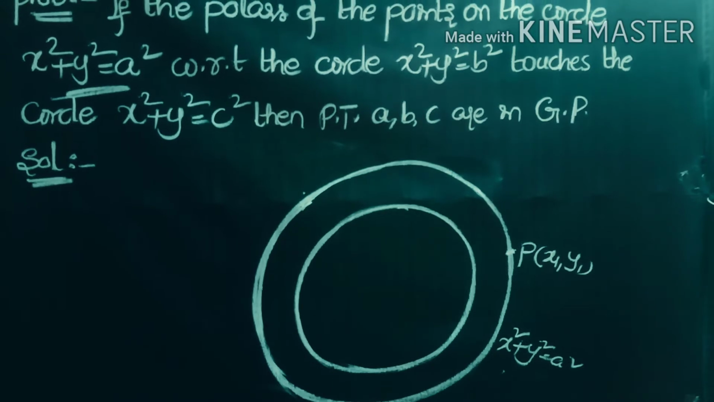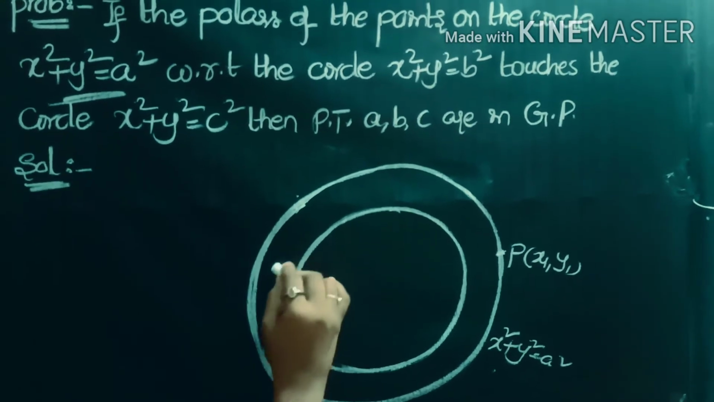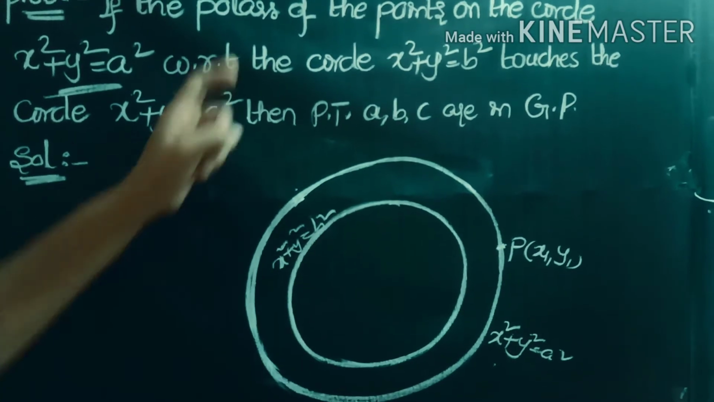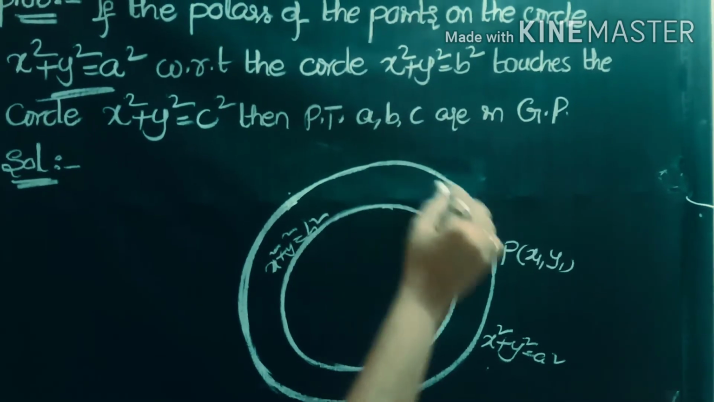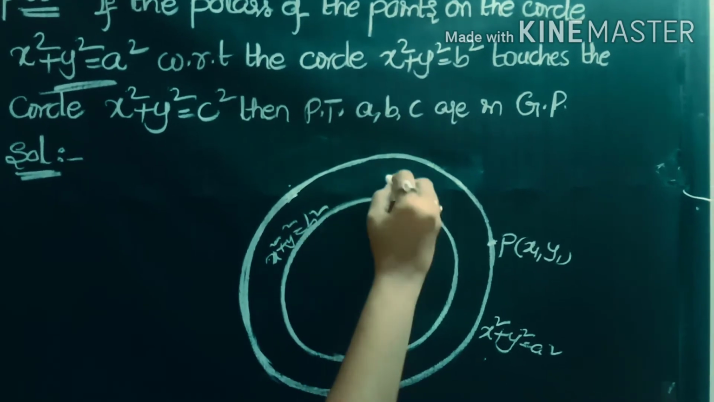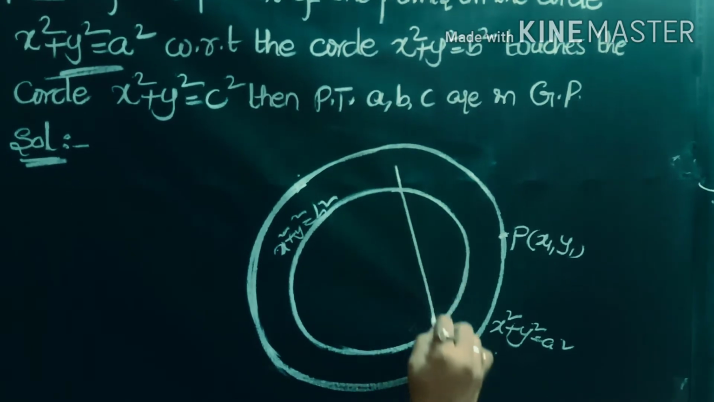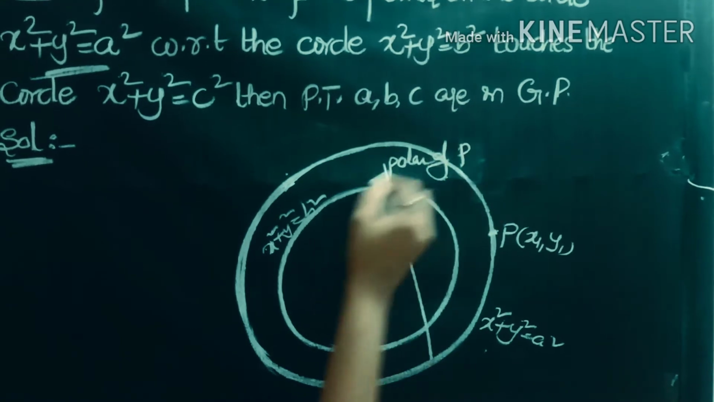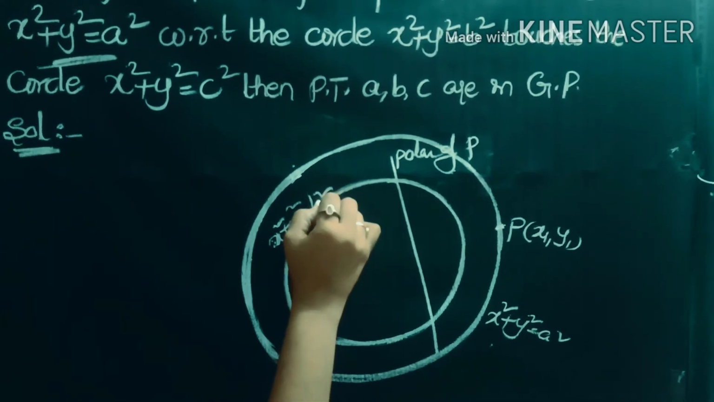Now this is the second circle: x² + y² = b². Now the polar of the point with respect to the circle x² + y² = b². This is the polar of P with respect to the circle x² + y² = b².